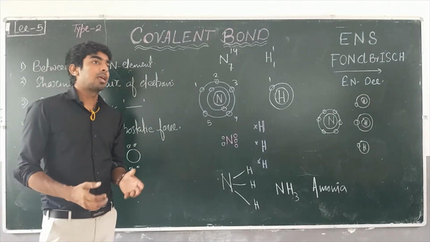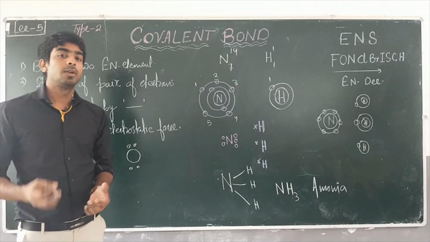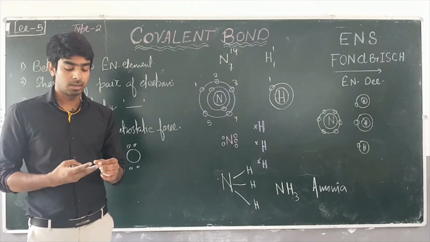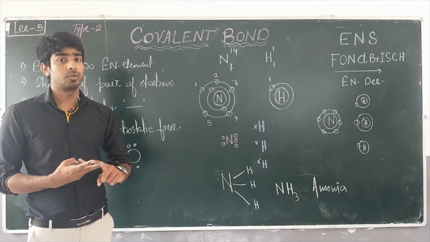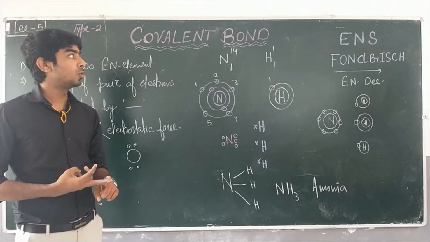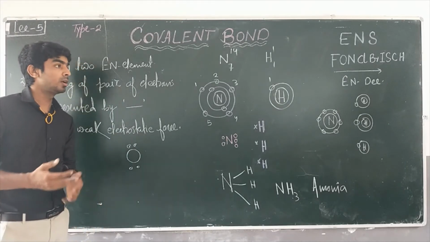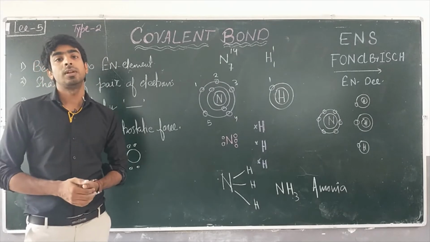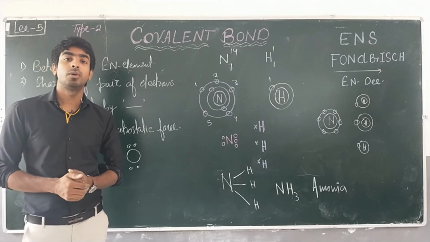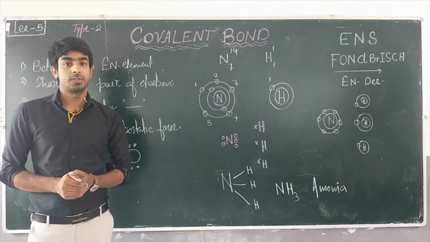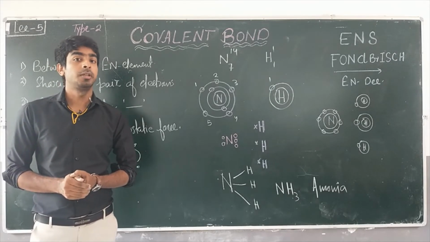Yes, the chemical bonds that we discussed last time are almost three types that we have in our syllabus. First is ionic bond, second is covalent, and third is coordinate bond. Now we're going to discuss the covalent bond in very detail. We're going to understand what a covalent bond is, what the characteristics of the covalent bond are, what the conditions for the formation of the covalent bond are, and also what the types of covalent bonds are.